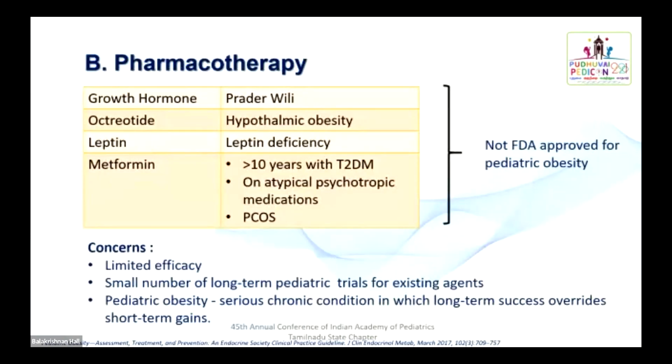There are other drugs which are not approved by the FDA for obesity, but they definitely cause a bit of weight loss and can be indicated in selected scenarios. For example, growth hormone in Prader-Willi is supposed to reduce the body fat, increase the lean muscle mass, improve the height, and increase the energy expenditure and cause weight loss. Similarly, octreotide for hypothalamic obesity, leptin in leptin deficiency, and metformin indicated in children who are more than 10 years of age and have type 2 diabetes or have obesity or are on atypical psychotropic medications or PCOS.